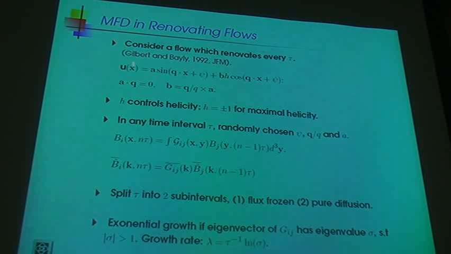The flow considered by Gilbert and Bailey in this paper was a simple thing like this. Basically, they took a velocity field which is a sine and a cosine, with a coefficient h which can range from +1 to -1. The presence of this h makes the flow helical; if h was not there, the flow would not be helical. So these are just plane waves, basically. The divergence of u being 0 imposes the condition that A dot q is 0 and B dot q is 0. So if you want to describe an orthogonal system, you choose B to be orthogonal to both q and A, and the whole system is specified. Now you ask what happens to the magnetic field in this renovating flow.